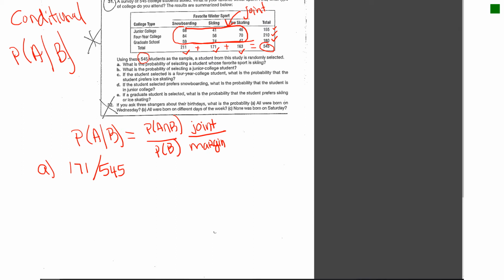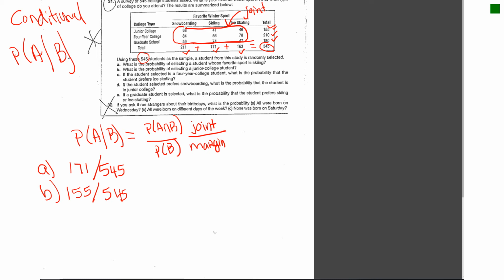Now, I go to the next one. It says, what is the probability of selecting a junior college student? Again, that is not a condition. That's simply a margin. And if I look at my junior college, I go to that margin, which is right over here. Notice where it says 155. And so the answer to part B, you'd say that's going to be 155 divided by 545.